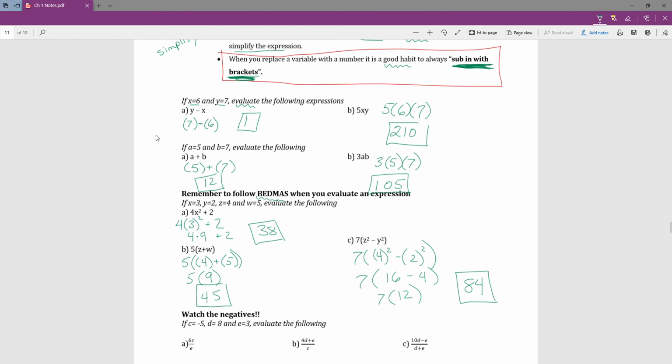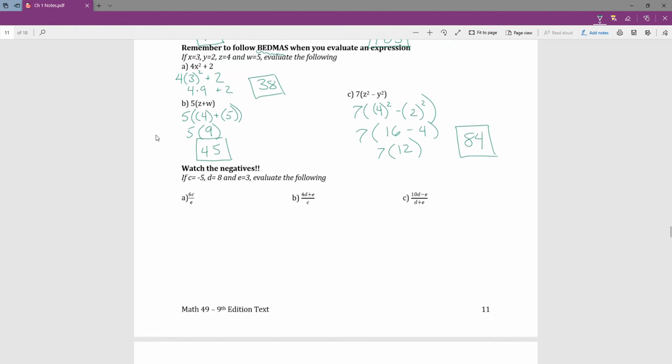If I'm ever going too fast in class, throw something in the chat to tell me to slow down. But we're going to move on. Same thing, but this time there are some negatives. We're going to continue to follow my advice of subbing in with brackets. In evaluating these, all we do is follow the instructions. So we've got a 6 times C, and C is a -5, and then over E, which is a 3. I dutifully subbed in with brackets everywhere, and I get -30 on top divided by 3. And I get -10 as my answer.